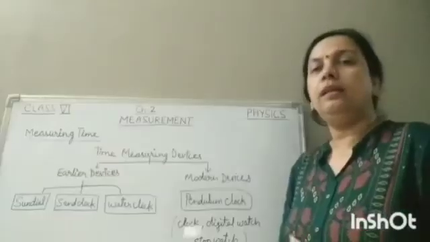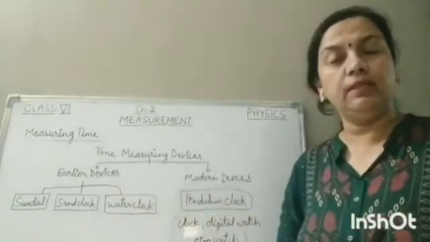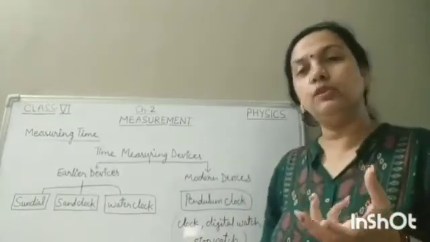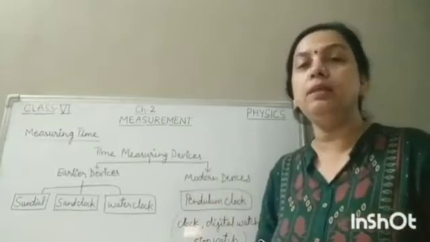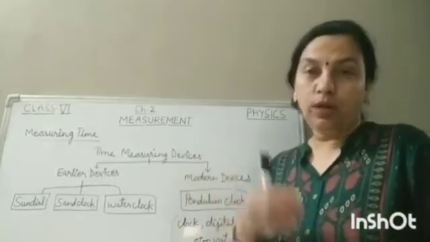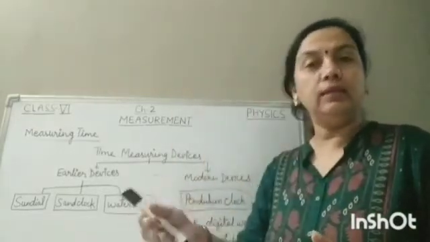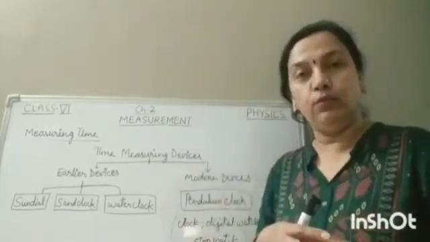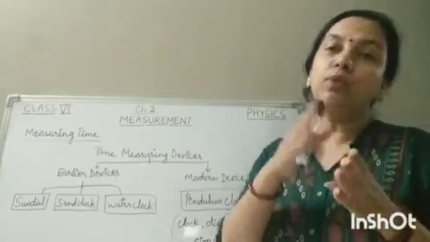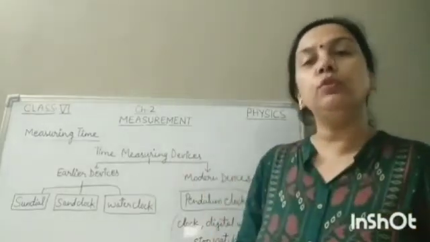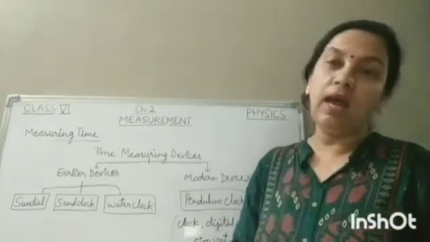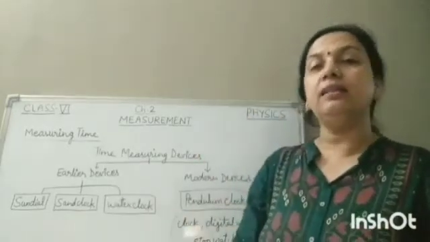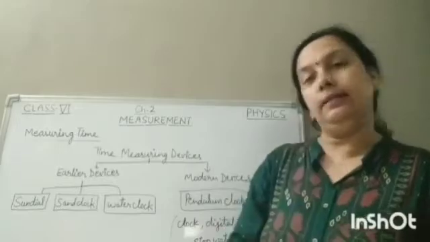So children, our next topic is time measuring devices. In ancient time, people used some natural events to measure the time. For example, time between one sunrise to another sunrise or time between one full moon to another full moon. Time between one full moon to another full moon was called a month and the time between one sunrise to another sunrise is called a day.